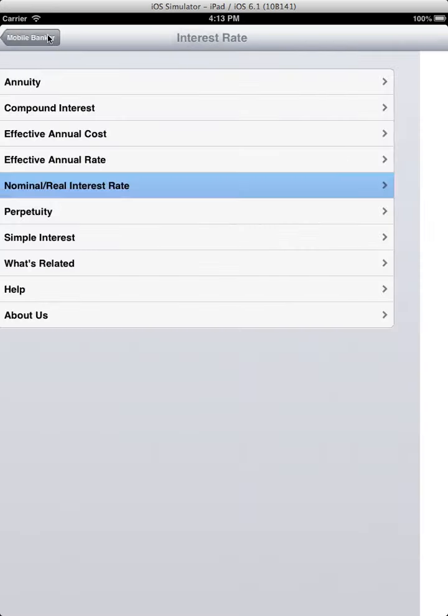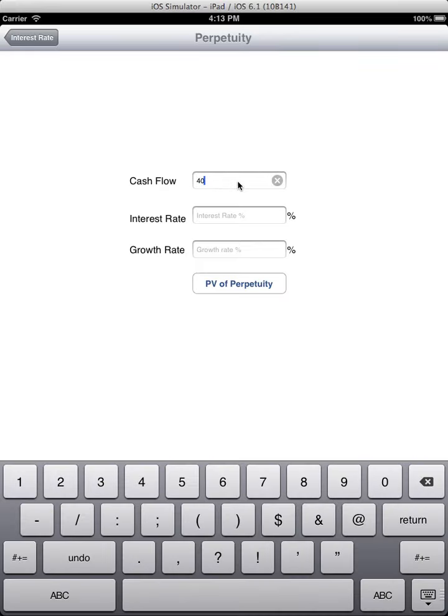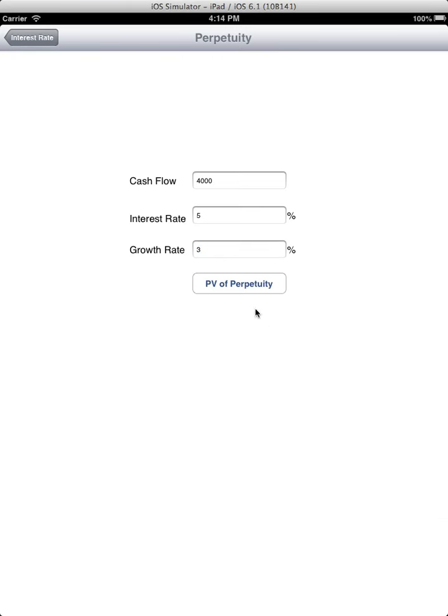Okay. And then there is perpetuity. Say 2005 and 3% is growth, the present value of a perpetuity is this.